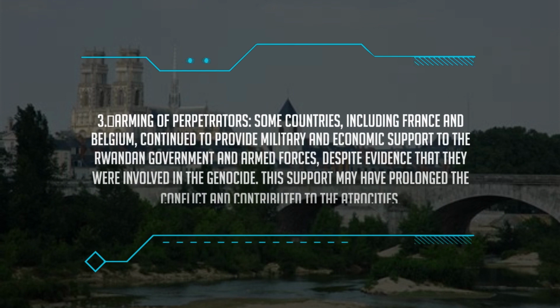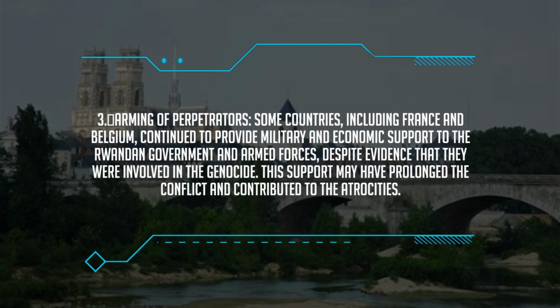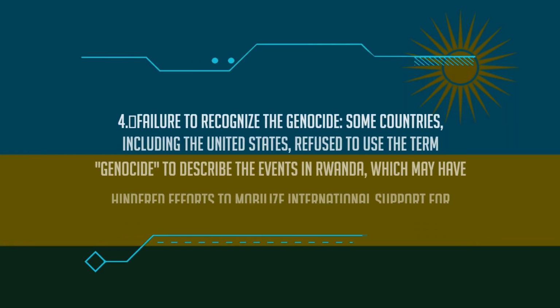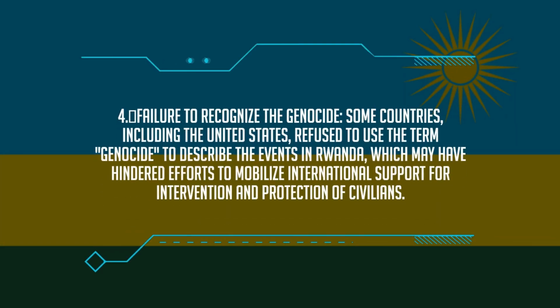3. Arming of perpetrators. Some countries, including France and Belgium, continued to provide military and economic support to the Rwandan government and armed forces, despite evidence that they were involved in the genocide. This support may have prolonged the conflict and contributed to the atrocities. 4. Failure to recognize the genocide.